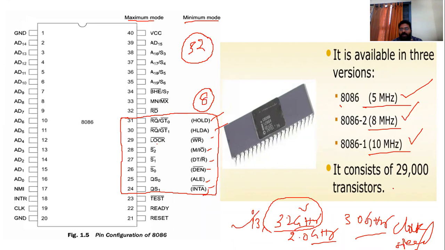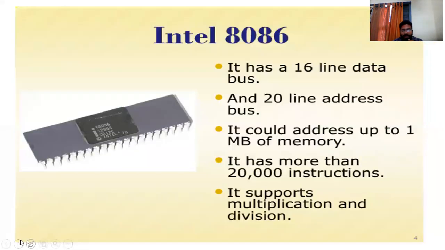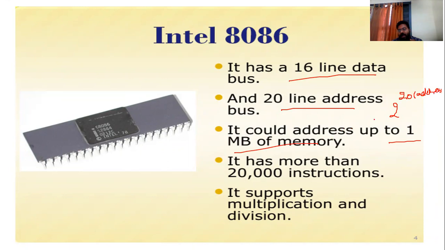Very slow processors. It consists of 29,000 transistors built in. By placing these 29,000 transistors we are using VLSI, very large scale integration technology. It has 16-bit data lines and 20-bit address lines, which sum up to a 1 MB memory size. The 1 MB memory size always depends upon the address lines. It also supports multiplication and division operations.